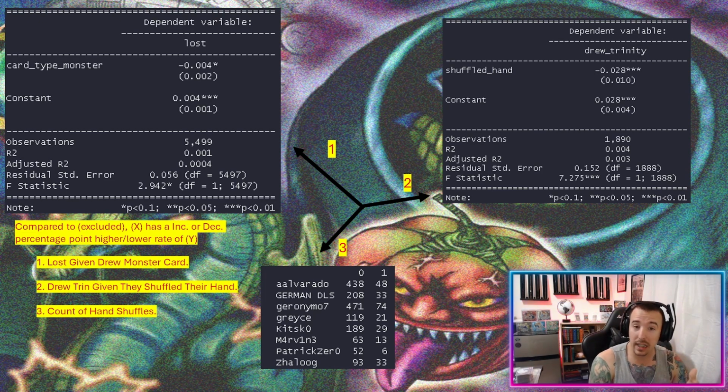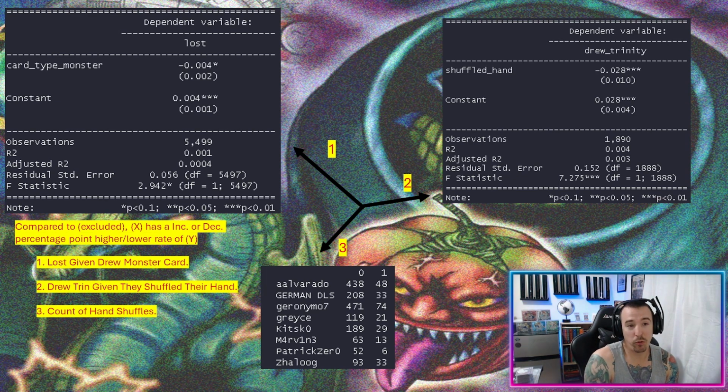Number 2 on the right. So this one is statistically significant, and if we start adding more controls to this and getting more data, this number may go up, it may go down, it may completely drop out of the statistically significant range. But for this data set, given that you played in PWCQ 56 and you made it to the top 8, compared to individuals who didn't shuffle their hand, if you shuffled your hand, your chances of drawing Trinity went down by 2.8 percentage points.